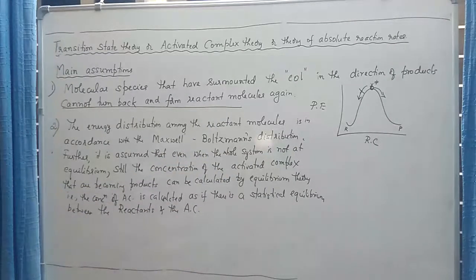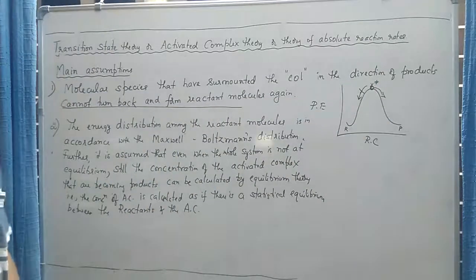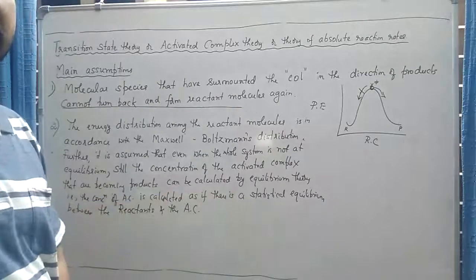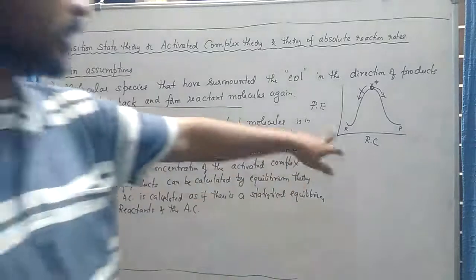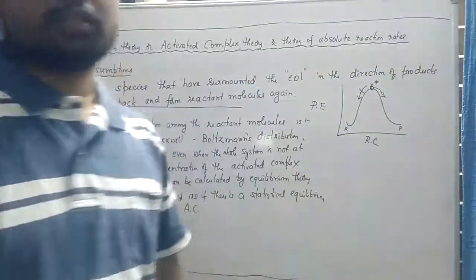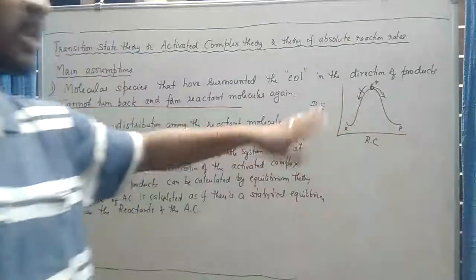You have different types of distribution: Maxwell-Boltzmann distribution, Fermi-Dirac distribution, Bose-Einstein distribution. Here they have assumed that the energy of the reactant molecules is distributed in accordance with Maxwell-Boltzmann distribution. Further, this is very important. I already told you there is no equilibrium between the reactant and the activated complex, but still, in order to calculate the concentration of the activated complex, we use the equilibrium theory. Though there is no equilibrium, it is assumed that there is some sort of equilibrium, which in fact does not exist, but still we use the equilibrium theory to find the concentration of activated complex that is formed and is ready to form the product. Why? Because the greater the concentration of the activated complex, the greater the chance of the formation of the product, which in turn would result in an increase in the rate of the reaction.